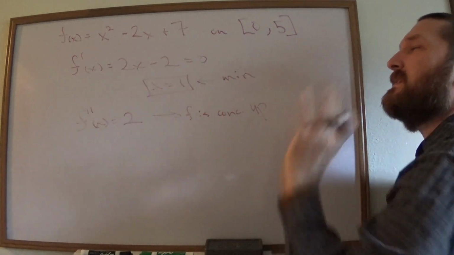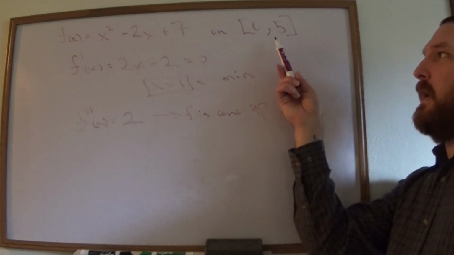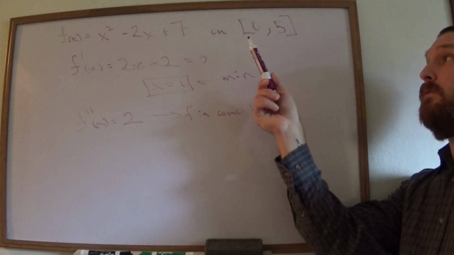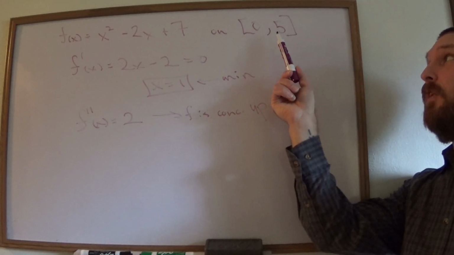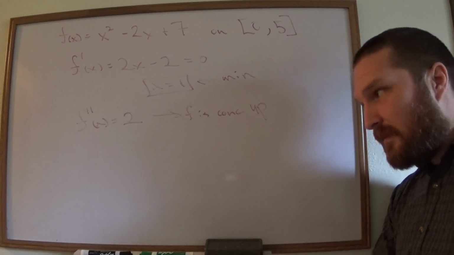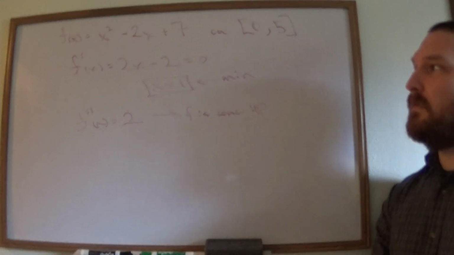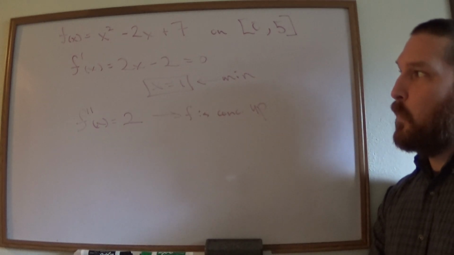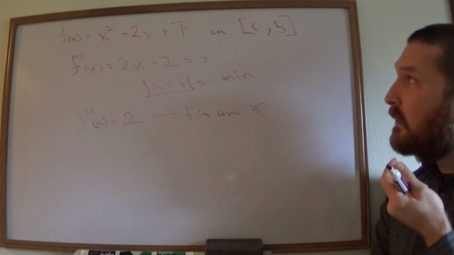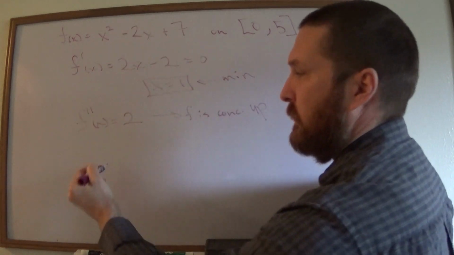But I'm asking you, is this an absolute min or max? I'm telling you, find both the absolute min and the absolute max on this closed interval. How can we be sure? What else do we have to do? Plug in. Plug in what? 0 and 5. Yeah, because this is what's going on here, right?